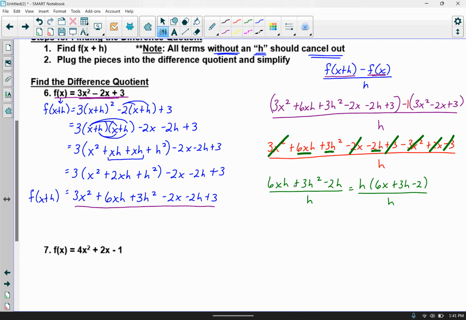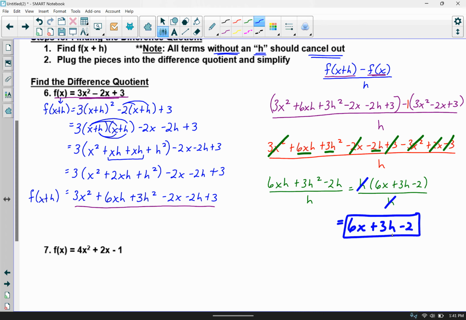Because if I distribute that h through, I would have all of that back. All that I did was factor out an h. So if I distribute this h through, I'd have this right back, which is good. But what that helps me do is cancel out that h, because that one's being multiplied, so it's now legal for me to cancel out one for one. Final answer then: 6x plus 3h minus 2. And like I said, in calculus, you're going to take that one step further and take the limit as that h goes to 0.